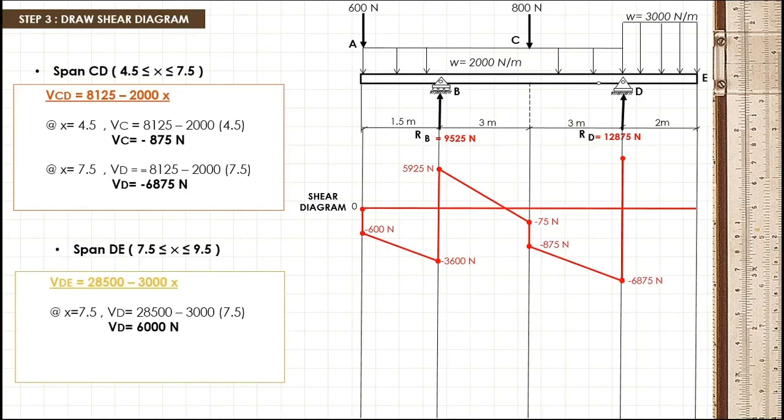Now, at point E, wherein x is equal to 9.5, by substituting the value of x to the equation, we got a 0 Newton as the shear point. Since we got a value of 0, we will be putting it in line with our reference point. And now, this is the shear diagram for this beam.